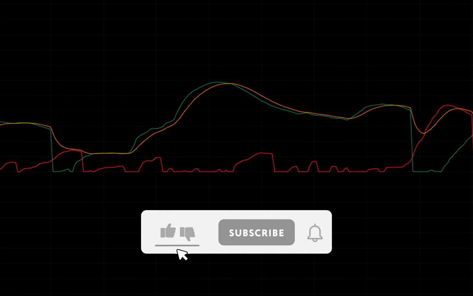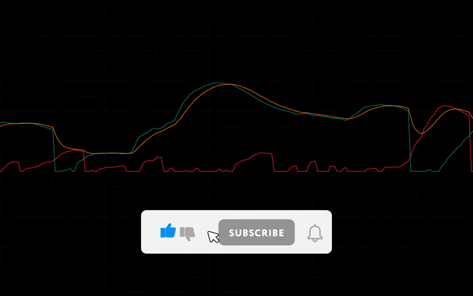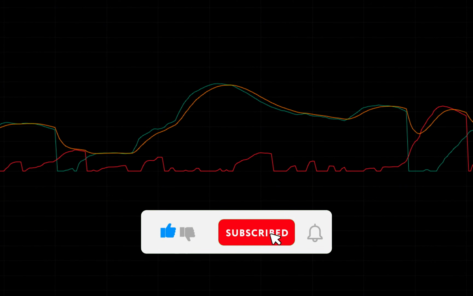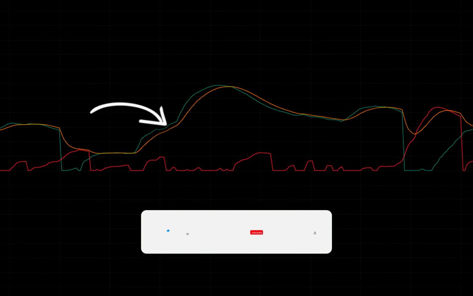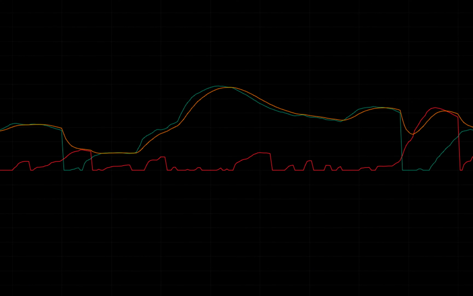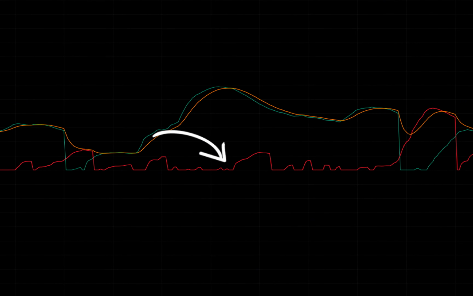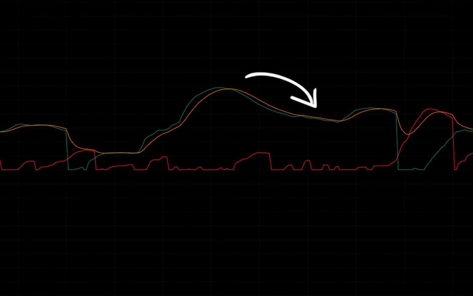But before using this indicator, you must understand the function of the 3 lines in this indicator. The green line is the bullish component line. The red line is the bearish component line. The orange line is the signal line.